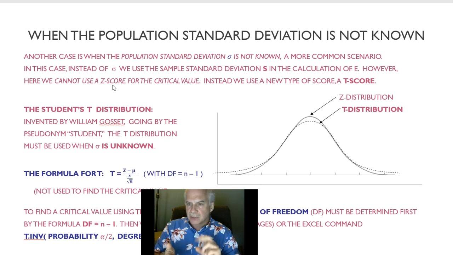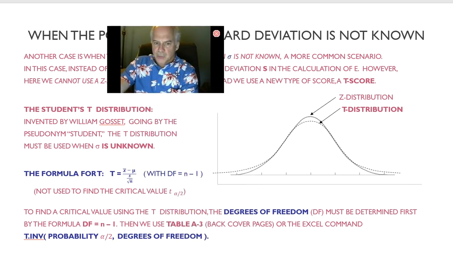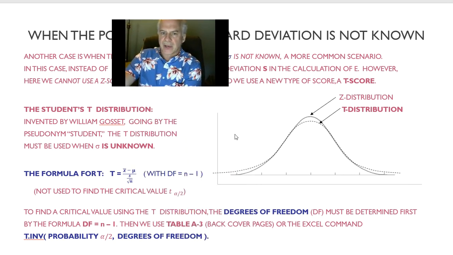So we can't use that, so we're going to have to use a new type of score called a t-score, which is similar to a z-score. And this was developed by William Gossett, and he had a pseudonym, Student. So this is called Student's t distribution, and it's used when sigma, or population standard deviation, is not known. Now, if you notice on the graph, the t distribution is a little bit less high and a little bit more stretched out in the tails than the normal curve or the z distribution.